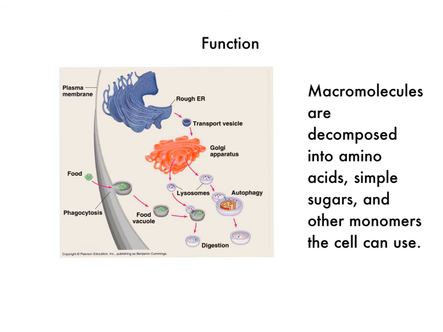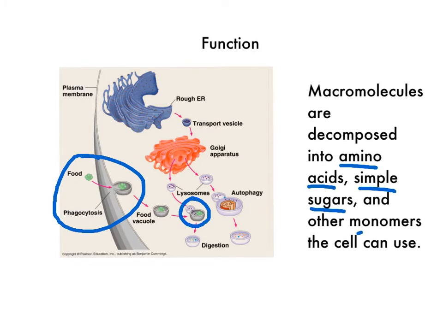The function of the lysosome is to digest macromolecules in animal cells. First, macromolecules are engulfed by the cell by the process called phagocytosis. The food vacuole is then fused with the lysosome, which releases its hydrolytic enzymes into the macromolecule. These hydrolytic enzymes are essentially enzymes that speed up hydrolysis, decomposing the macromolecules into amino acids, simple sugars, and other monomers that the cell can use.